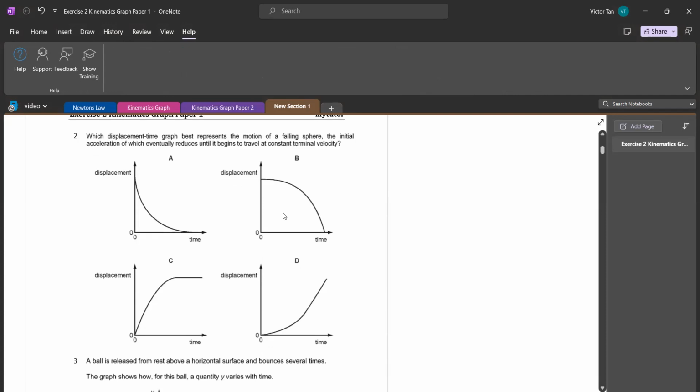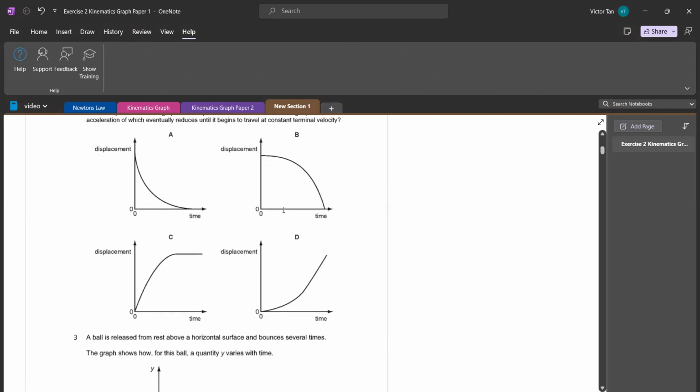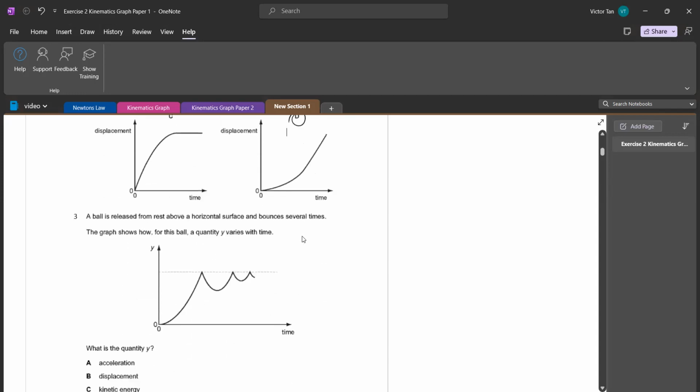Which displacement-time graph best represents the motion of a falling sphere? Its initial acceleration eventually reduces until it begins to travel at constant terminal velocity. Constant terminal velocity will give a constant velocity. This is the displacement-time graph. At the end, it will be a straight line. The answer is D. The gradient is increasing, meaning the velocity is increasing.